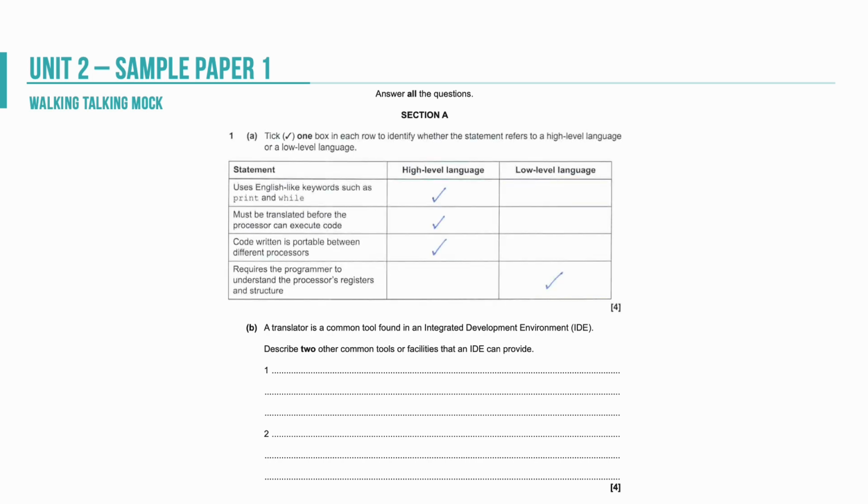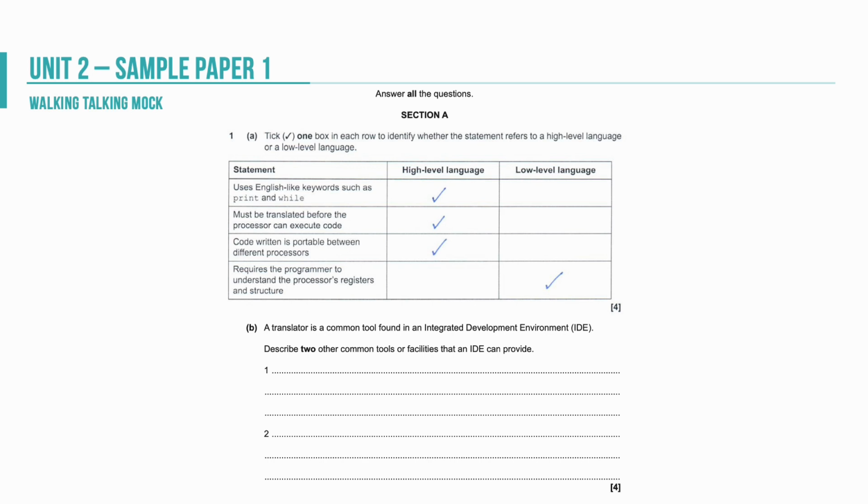So the first 3 are all high-level languages. They use English-like keywords, they must be translated, and the code written is portable between different processors. Low-level languages is then the final one, and that requires the programmer to understand the processor's registers and structure.